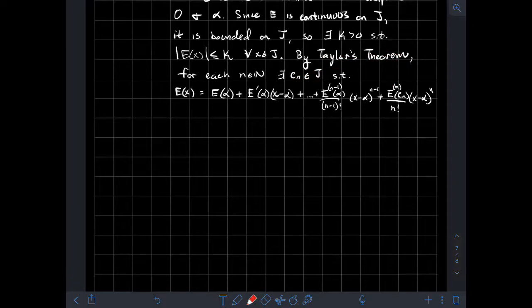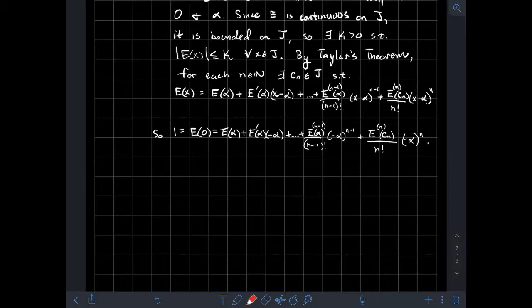Okay. And so what we're going to do is think about, well, what do I know about E of alpha? What was the assumption on E of alpha here? Well, E of alpha is 0. That's the assumption here. And since E is the same thing as all of its derivatives, guess what? All of these pieces here are 0 as well. So 1, which is E of 0, is equal to, in this case, I'm just expanding, I'm plugging in 0 for x. I hope that you see that. And so when I plug in 0 for x, that's where this minus alpha is coming from.